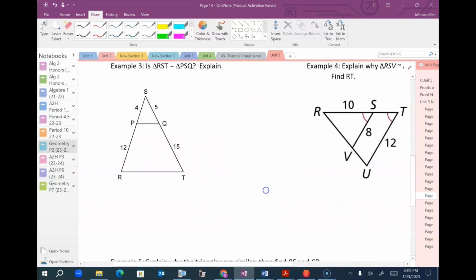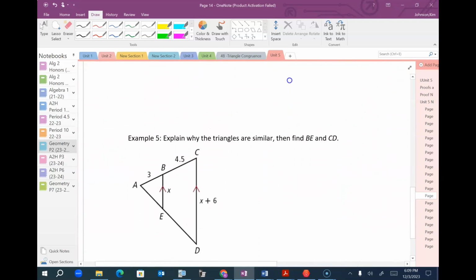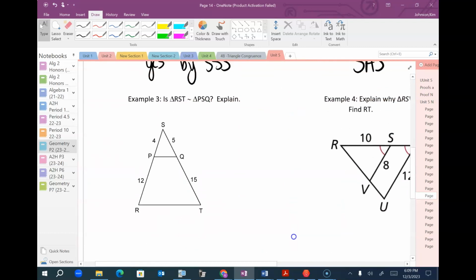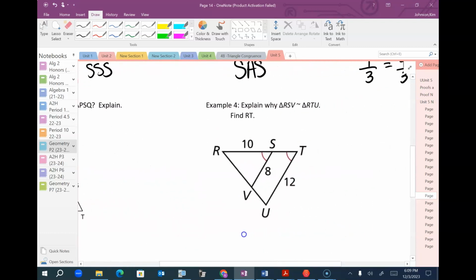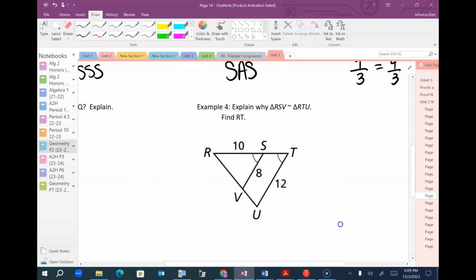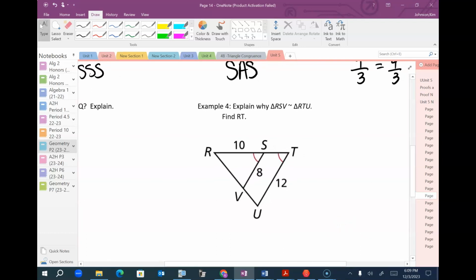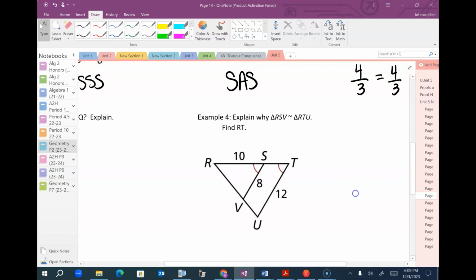All right, let's go ahead and do a little bit more where we apply some algebra, where we're going to actually find a full side length using our similarity statements. So first, I'm going to verify why these triangles are similar. Sorry, not congruent, I'm sorry, they're similar.